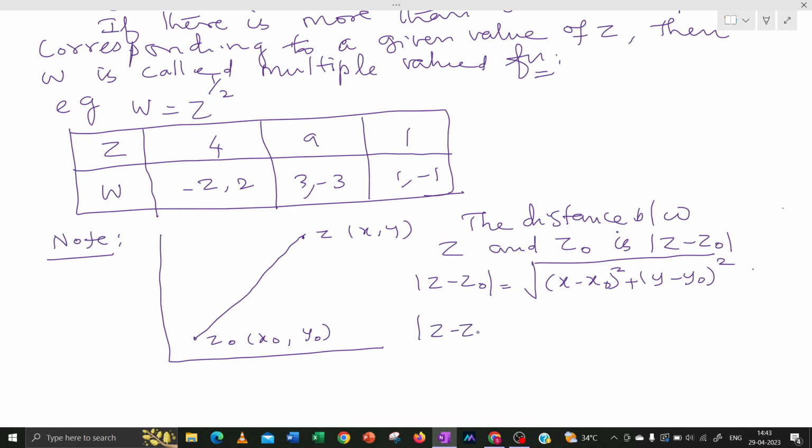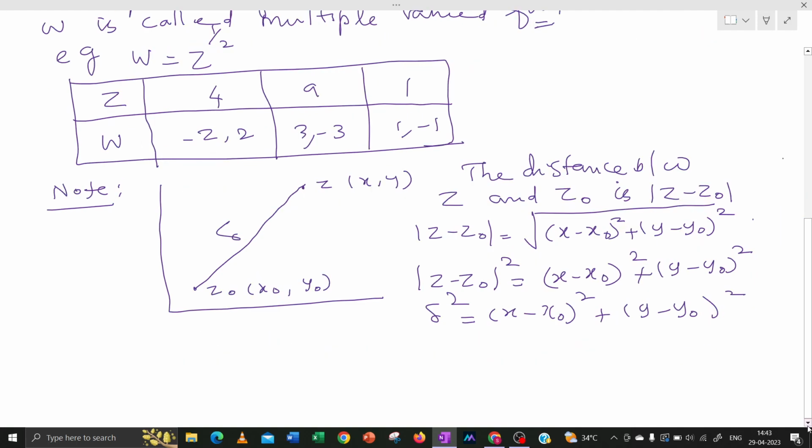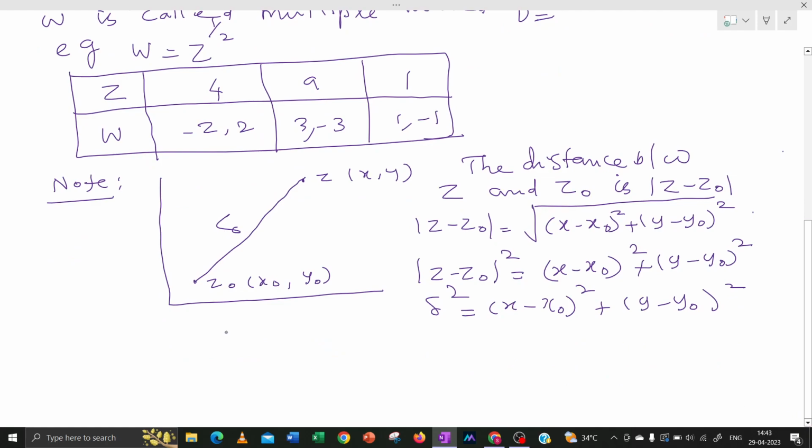In case we square both sides, you will get x minus x naught whole square plus y minus y naught whole square. If we write z minus z naught as delta, then delta square equals x minus x naught whole square plus y minus y naught whole square, which is the equation of the circle with radius delta and center x naught comma y naught.